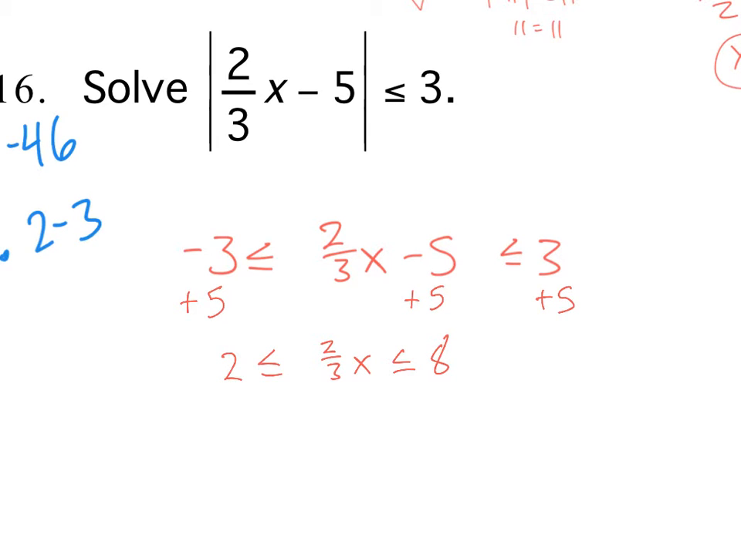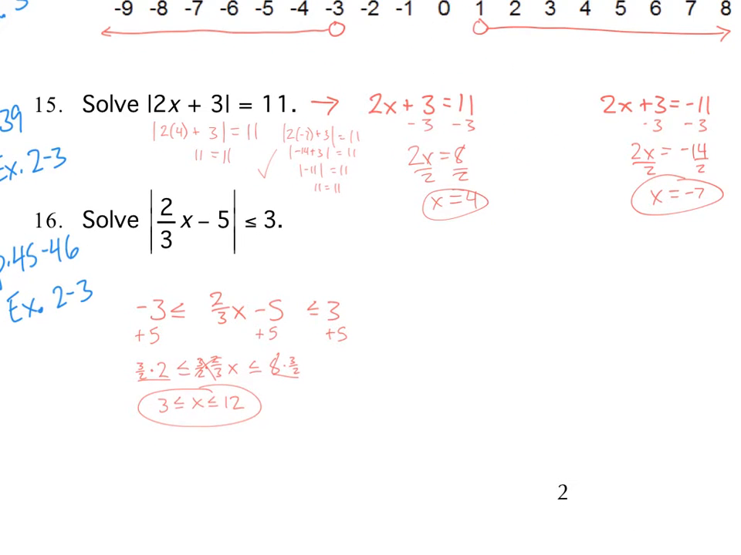And then I need to get rid of this fraction. I can do that by multiplying by the reciprocal of that fraction. That'll cancel it out. But again, I need to do that to every single piece, all three places. So in the first place, 3 over 2 times 2 makes a 3. In the middle, these fractions have canceled each other out, and I just have an x. And then at the end, 8 times 3 over 2 makes a 12. And that would be your answer.